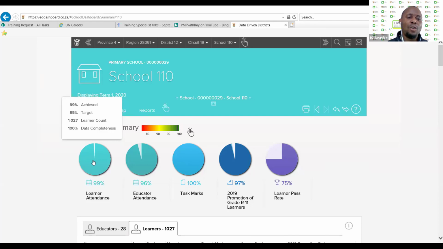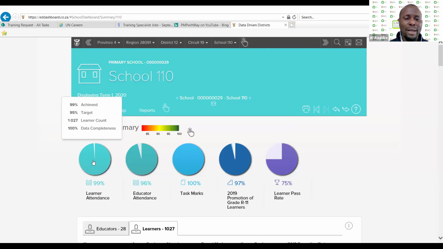Okay, so right now, as I'm saying, we have all these metrics that make up the 99%. One is the achieved, two is the target, three is the learner count, and four is the data completeness. I'm going to explain each and every one of them. Colleagues, the first one is achieved. When we talk about achieved, can we see that we have 99% achieved? That speaks to what has been achieved at the school at the end of term 1 2020.